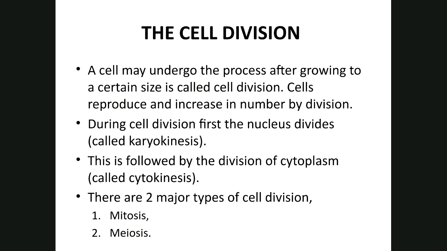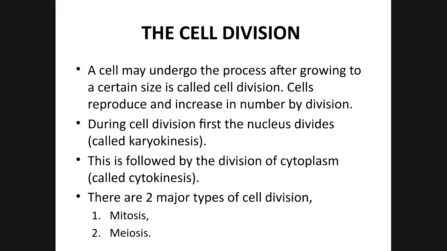Okay. So we are again at cell division. The cell undergoes a process after growing to a certain size, called cell division. The cell reproduces and increases in number by cell division. It means that when the cell divides, the new cells are smaller in size. When it grows to a particular size, it undergoes cell division.